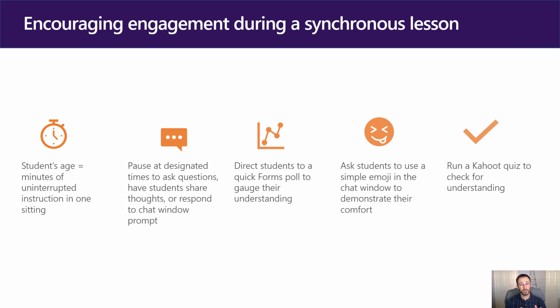Draw a picture of what you just read. Write a 5-word summary of what you just learned about. What did you hear in the video? Give them a chance to react. Put in a Forms poll in the conversation area. Ask students to use an emoji to explain how they're understanding or what they got out of that.